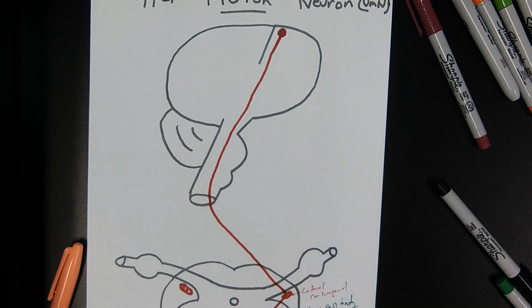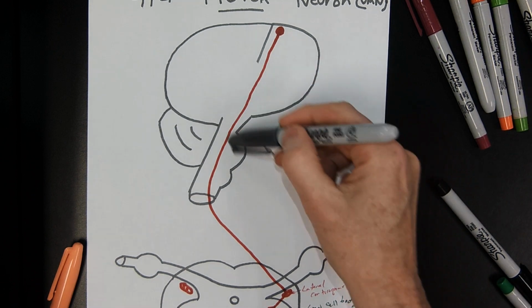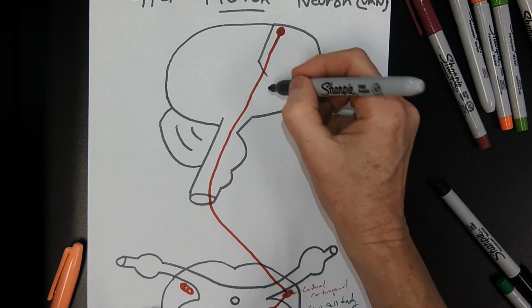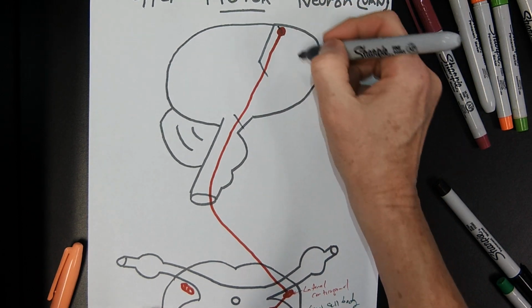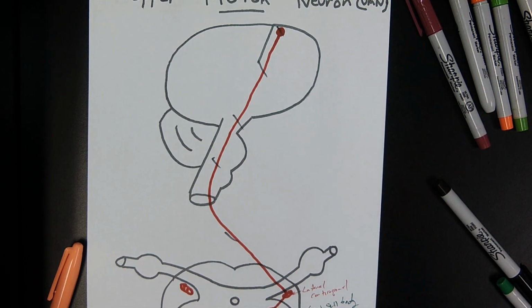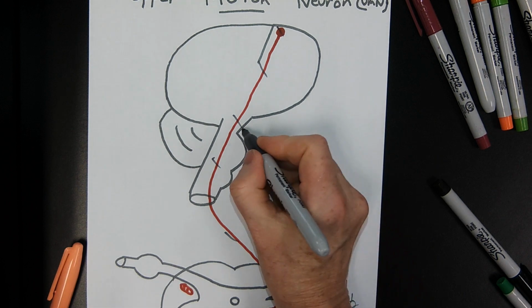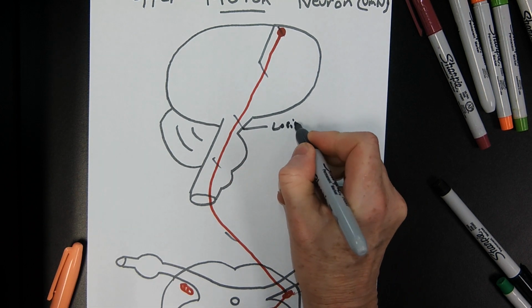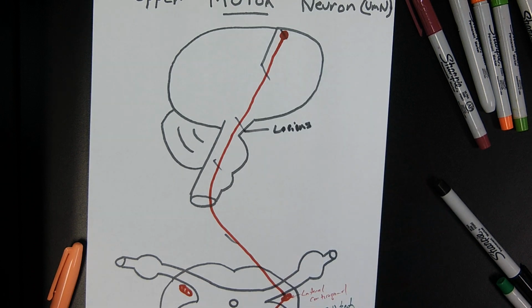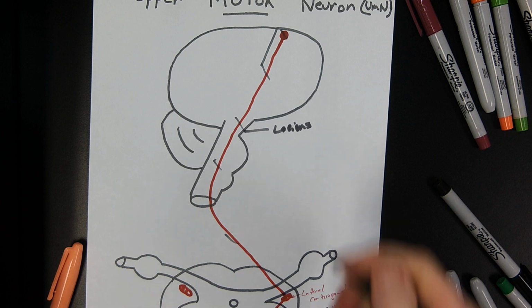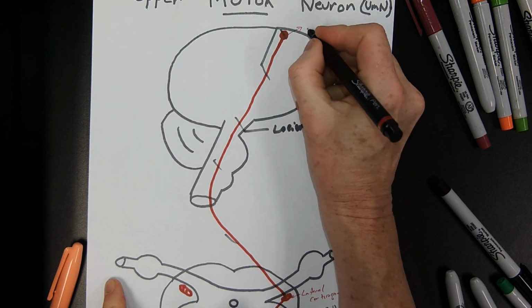If you have a lesion anywhere along this upper motor neuron, along this axon, could be here, anywhere along there, these would be lesions. Something bad happened to it. It is going to present as an upper motor neuron problem. There are certain signs and symptoms that you need to associate with an upper motor neuron.